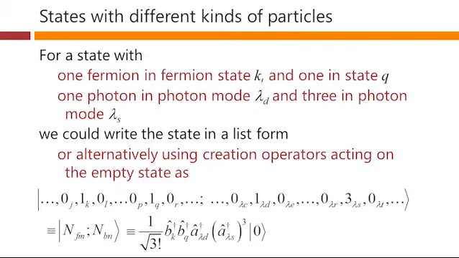So here we have our empty state. Here we have 3 creation operators for photon mode lambda s. Here we have 1 creation operator for photon mode lambda d. We have a fermion creation operator for fermion single particle state Q, and a fermion creation operator for fermion single particle state K. We have this 1 over root 3 factorial here from this use of 3 creation operators, and we previously deduced that we had to have that in there in order that this would produce a normalized state.